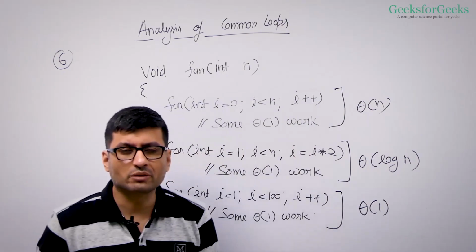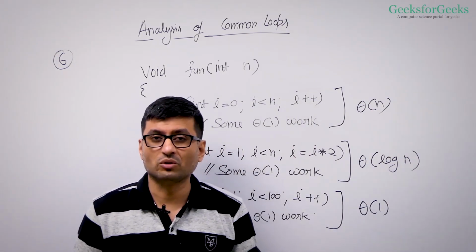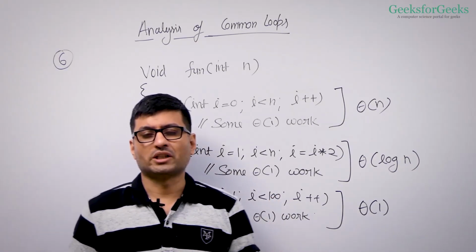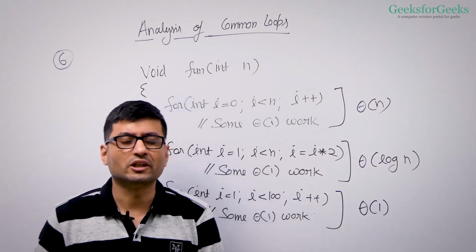That's actually a bad thing about asymptotic analysis. It ignores the high constants, which may matter actually. But that's how it is. That's how the theoretical analysis is.